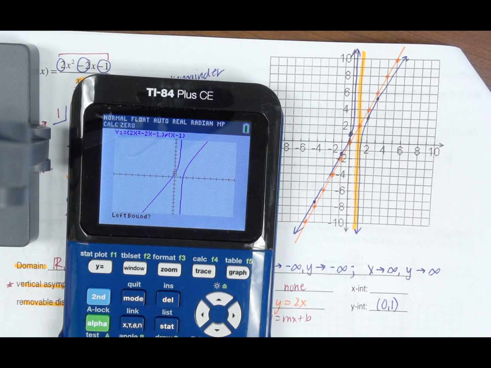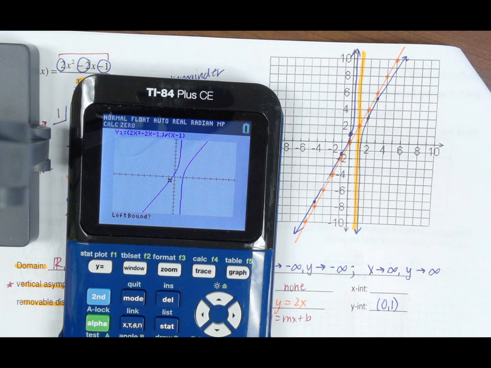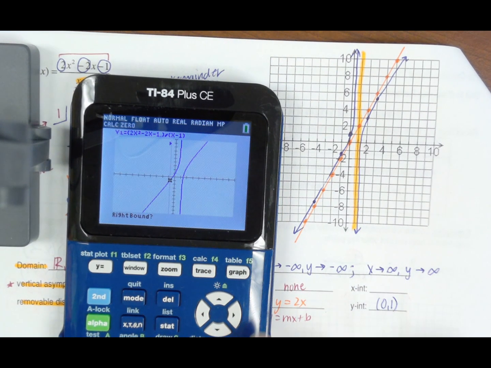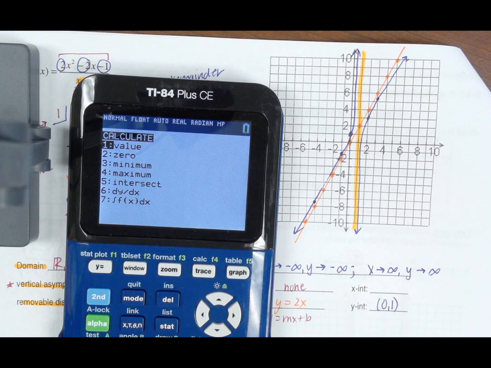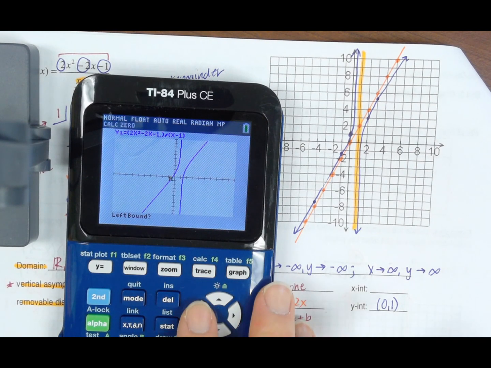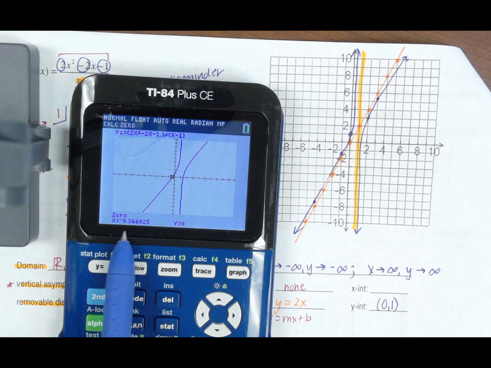It's going to ask me left bound and right bound. This is where you move your cursor just to the left of one of your zeros. So I'm going to try to find this furthest left one first. So I move my cursor to the left of it. I'm going to hit enter. Now I'm going to arrow over to the right a few times and hit enter. Okay, and then I guess I don't even move the cursor. Let's just round to 2 decimal places. So negative 0.37.